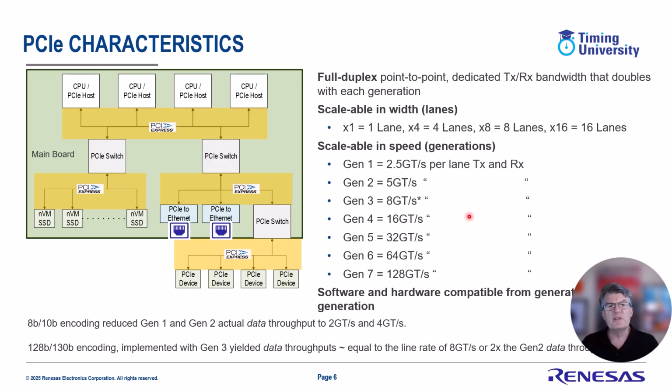So the characteristics of PCI Express are, first of all, it's full duplex point to point. So there's dedicated transmit and receive bandwidth, and that bandwidth doubles with each generation. The PCI Express interface is scalable in width. Each interface is called a link, and then it may have multiple numbers of lanes. So by one is the smallest, one lane, which is one transmit receive pair. You can go all the way up to 16 lanes, which is 16 transmit receive pairs in one link.